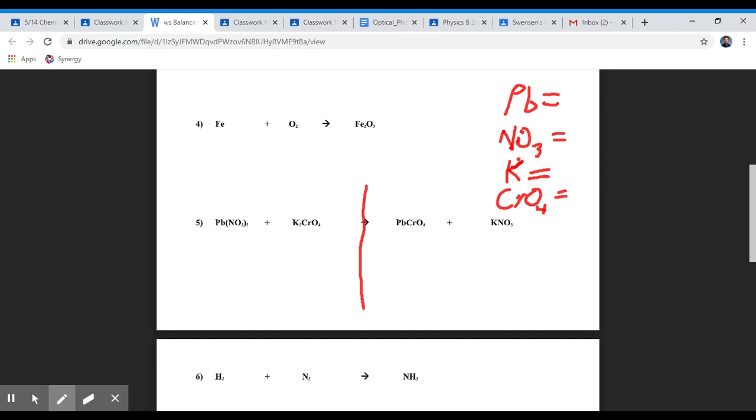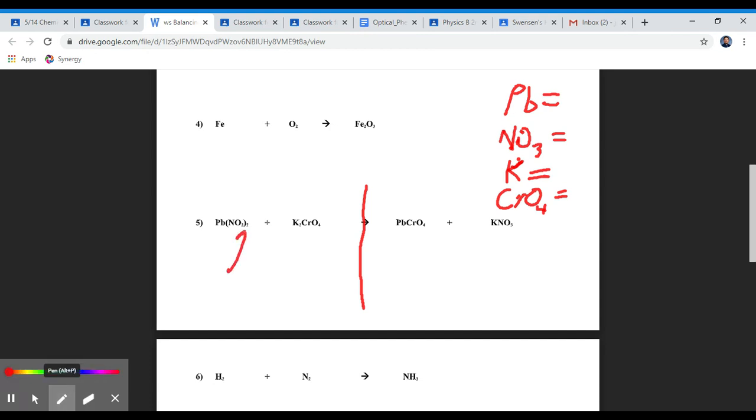So let's start with lead. I have 1 lead over here and 1 lead over here. Okay, so far so good. All right, now let's go to my next one, NO3.